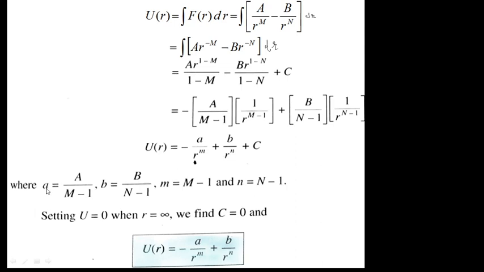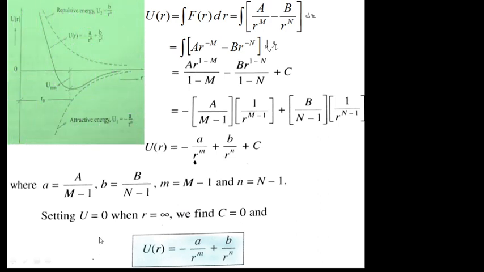Here it is also given that a is equal to a upon m minus 1, b is equal to b upon n minus 1, m is equal to m minus 1, and that I am putting here. So that way the potential energy can be written as minus a upon r raised to m, plus b upon r raised to n. If you look carefully here, this is attractive energy, it goes in the fourth quadrant, so it is negative, so the minus sign is represented here. So ultimately you are proving this from force to energy conversion of the bond.